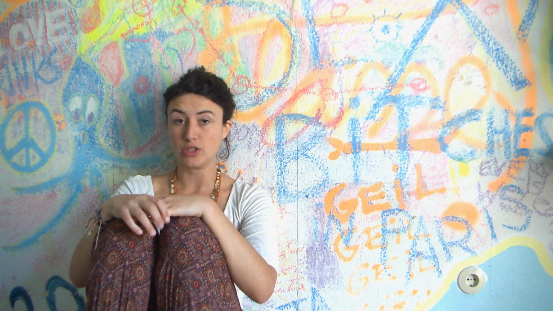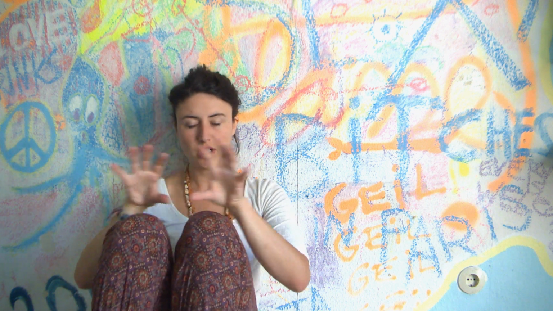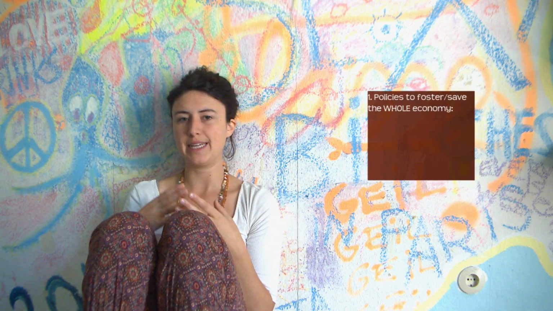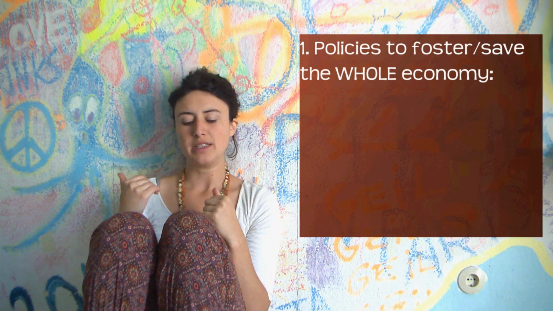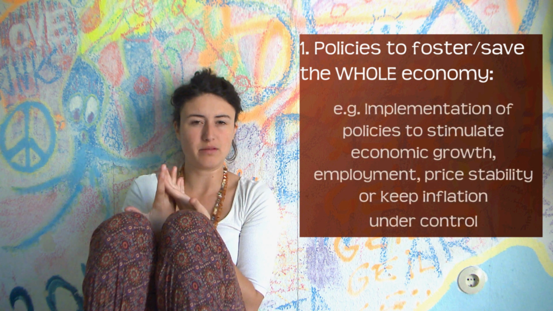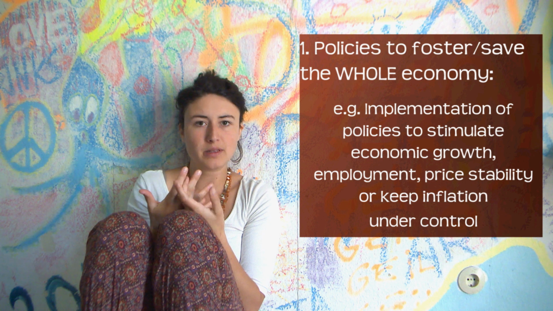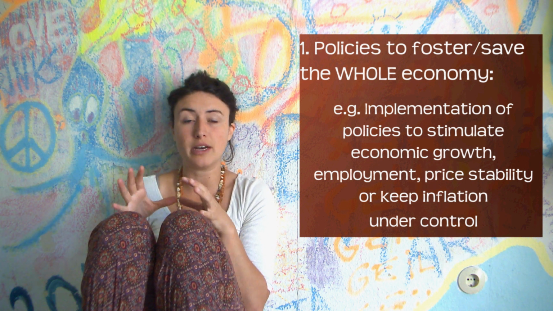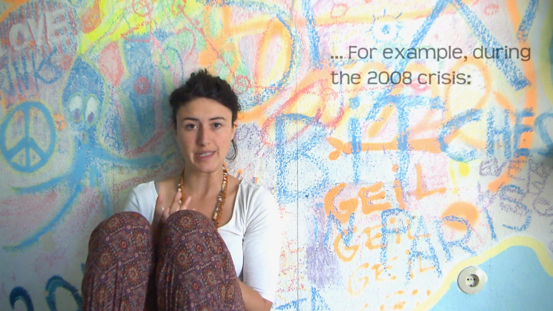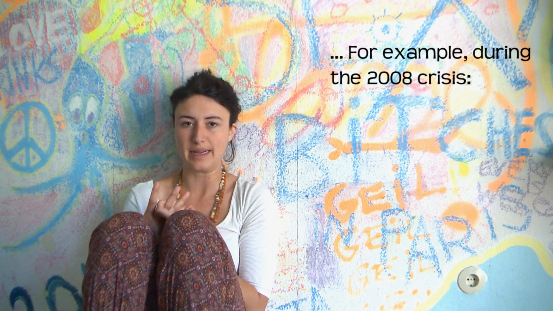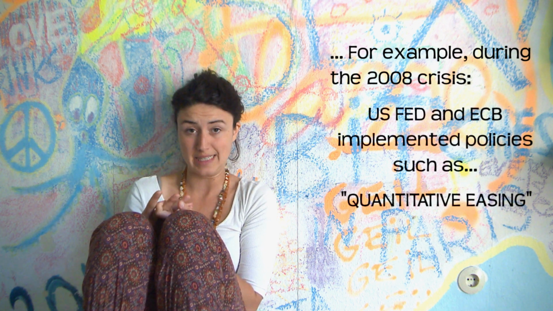If we want to look more into detail on how central banks act, we could look at two fields. The first one is when they implement policies to foster or save the economy as a whole. They do it by implementing policies that are really important in order to foster economic growth or employment or stabilize prices or put under control inflation. An example is the 2008 financial crisis, when the US Fed and the Central Bank of Europe implemented a number of policies such as quantitative easing.